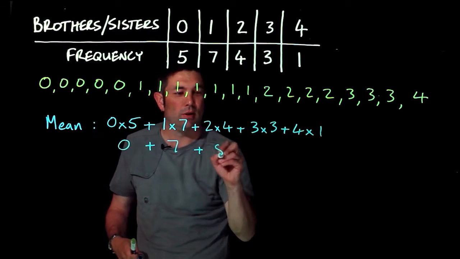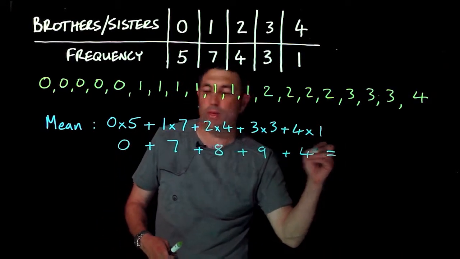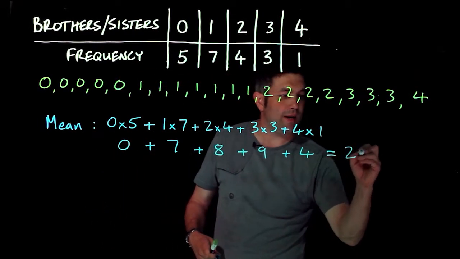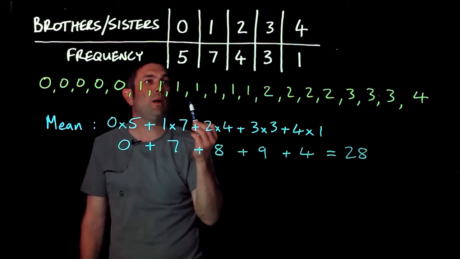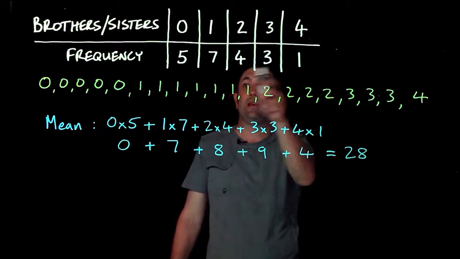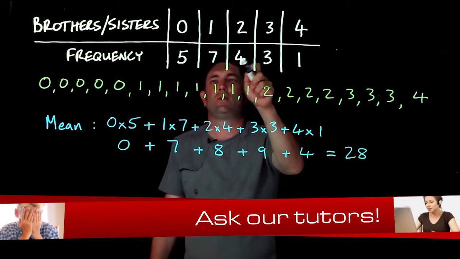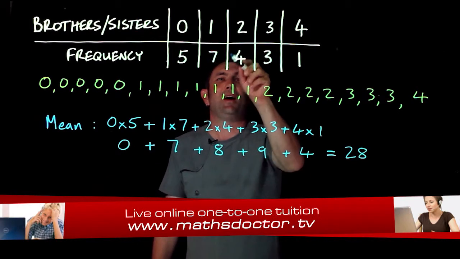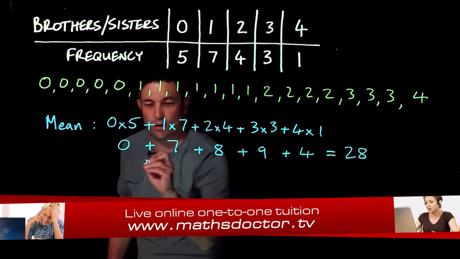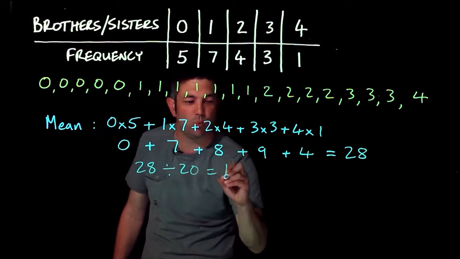Now, if I work out what they are, 0 times 5 is 0, not 5, so be careful. Okay, 7, 8, 9, and 4, and then I add them up, 15, 24, 28. Then I work out how many bits of data I've got. Well, I could count all these, or I could just add these up. So 5 add 7 is 12, add 4 is 16, add 3, add 1 is 20, so 28 divided by 20 is 1.4.